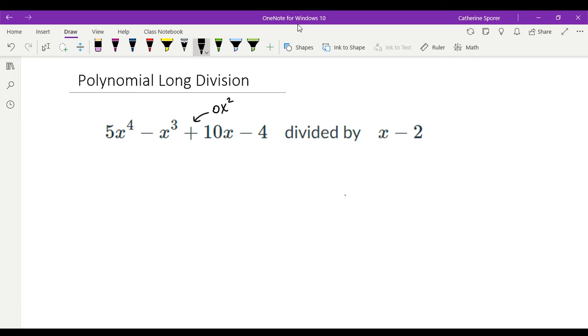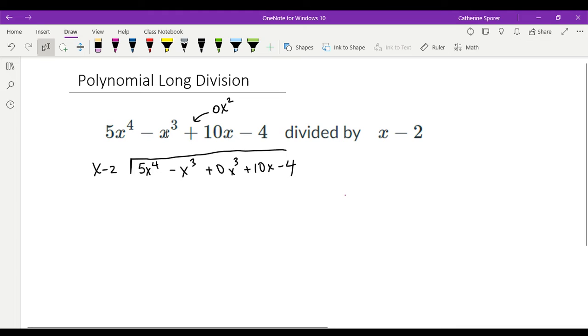So we're dividing 5x to the fourth minus x to the third plus 0x squared plus 10x minus 4 by x minus 2. Okay, so that's what this division is going to look like.